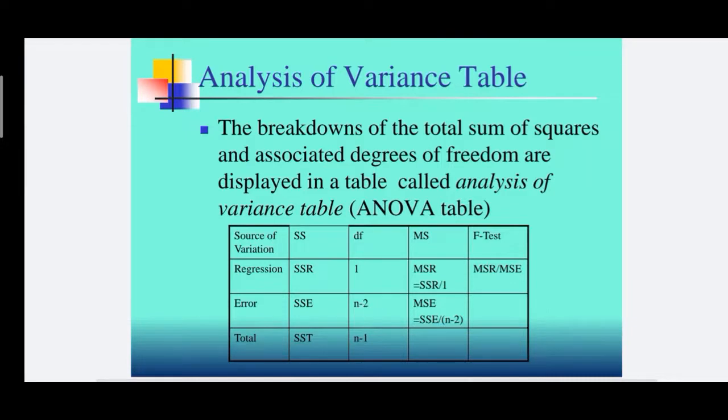So the next column is mean square. In the mean square column, you need to divide each of the sum of squares by its degree of freedom. So MSR equals SSR divided by its degree of freedom 1. MSE equals SSE divided by its degree of freedom n minus 2.